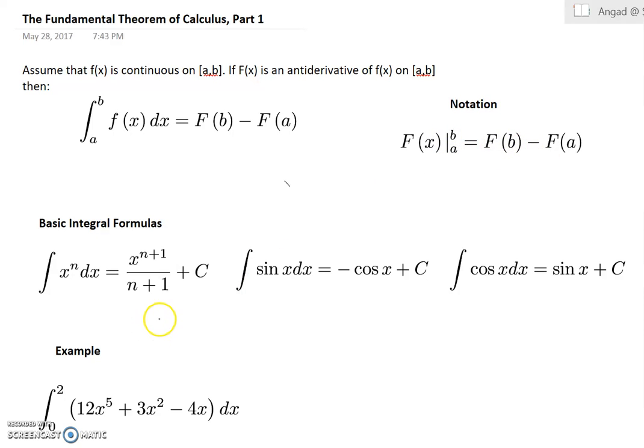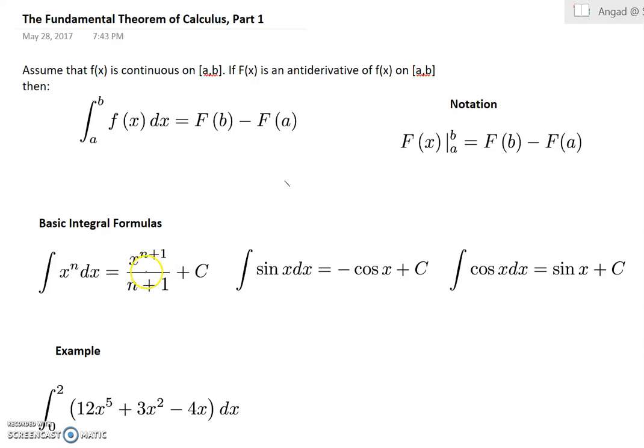So before we get into an example problem using the fundamental theorem of calculus, we'll talk about some basic integral formulas that will help us solve some integrals first. So the first one is the integral of x to the n, and what this equals is x to the n plus 1 over n plus 1, plus c.